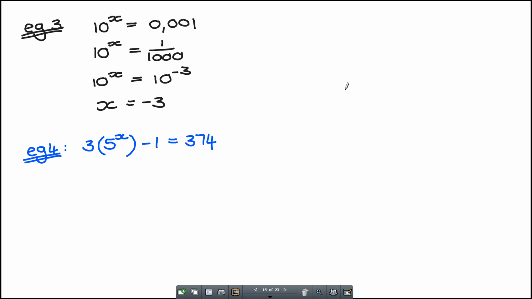then that 1 over 1,000, and those that were unsure, please now have a look. I know because of that 10 on the left-hand side, I also want 10 to the power of something. But this 1 over 1,000 is the same as 1 over 10 to the power of, count the zeros, 1, 2, 3.